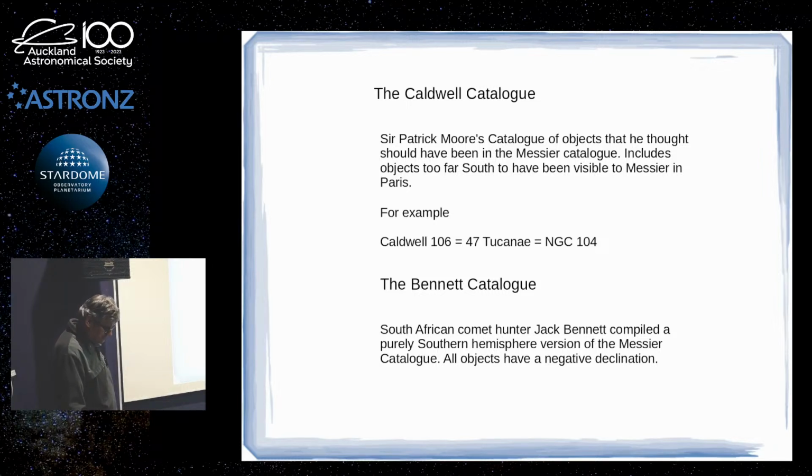Another one, not so well known, is the Bennett catalogue. Jack Bennett compiled this as basically a full catalogue of Messier type objects, but only for the southern hemisphere. So you might come across that.